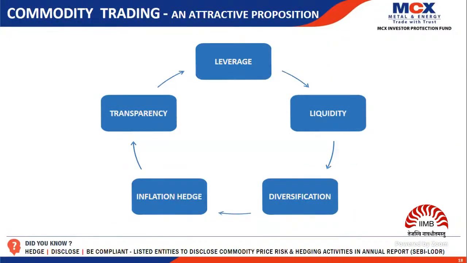With this, what are the other advantages? Leverage is there. That's one of the attractive propositions. So what is leverage? For example, in the spot market, how much is required to buy 1 kg of gold? If I consider 5,000 rupees per gram, almost 50 lakhs is required, right? However, in the exchange, a 9 to 11% margin is enough. Means around 5 lakhs, you can buy 1 kg of gold and participate. So that is the first advantage.